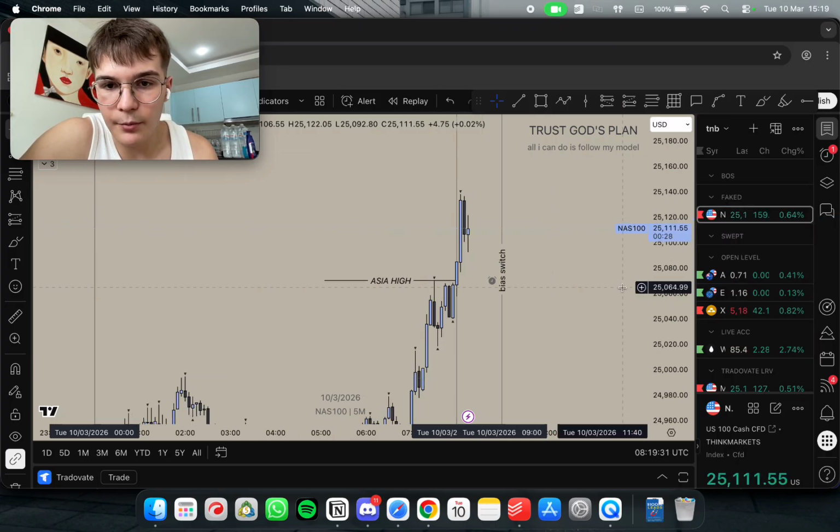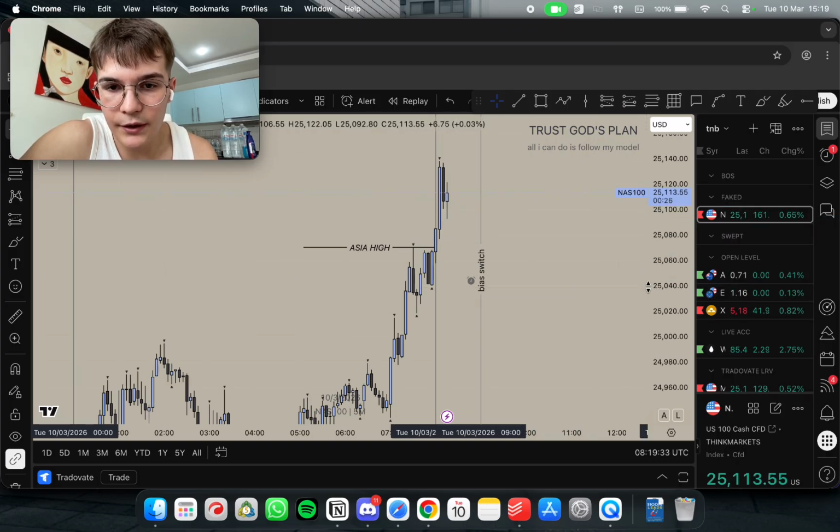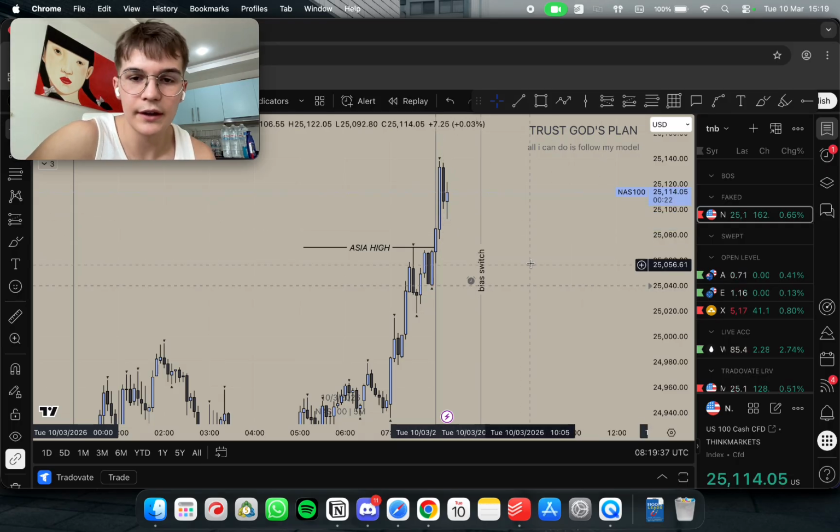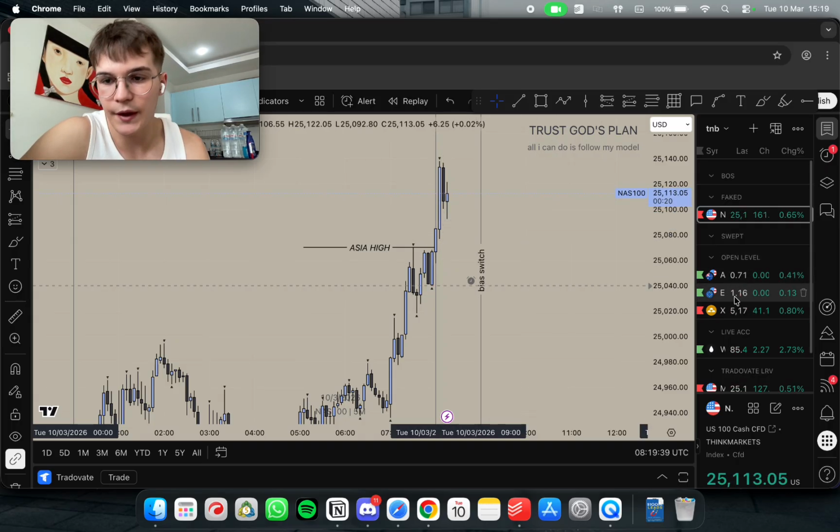And now we are waiting for the break, and the most recent fractal I have right here is this one. And this looks like it could be a fractal, but not yet. So I'm gonna set my alert right here, and I'm gonna wait for that.